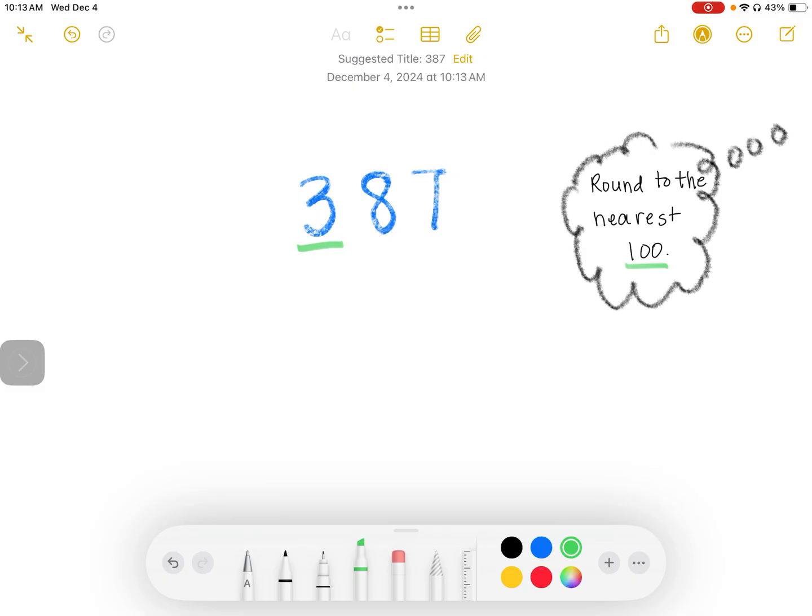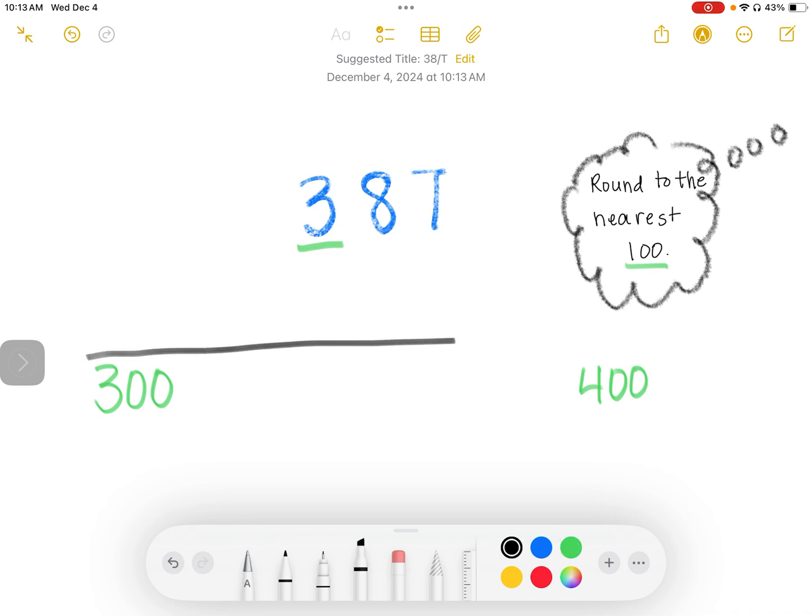So first I'm going to think about how many hundreds I currently have in this number. I have 300. And the next hundred would be 400. So when I'm rounding, I have to figure out which of these hundreds I'm closest to. I'm going to think about what number falls directly in the middle of 300 and 400. What's right in the middle of 300 and 400?